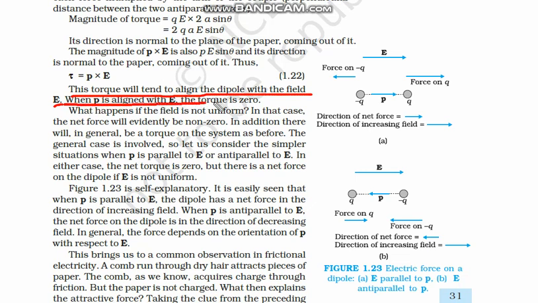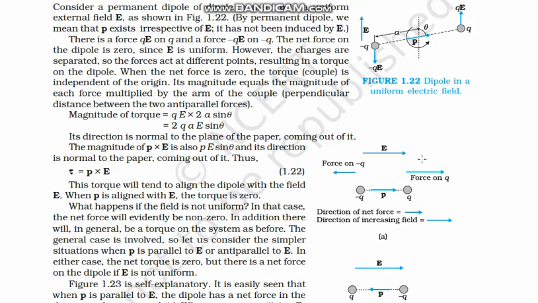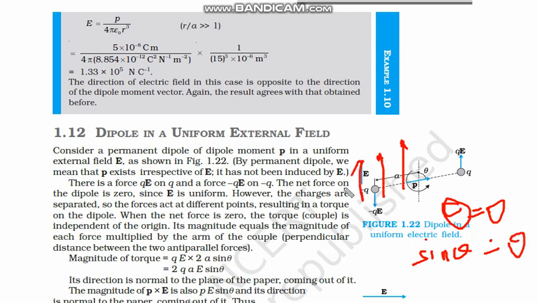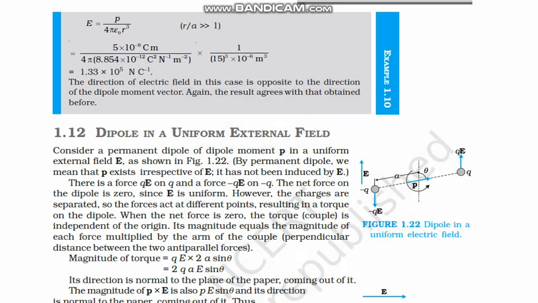When P is aligned with E, the torque is 0. How is the torque 0 when it is aligned? See, when it is aligned, that means the direction of the dipole is aligned with the field. That means there is 0 angle. Theta is 0 and sine 0 is 0. So when the direction of the electric field and the dipole are aligned, it will not rotate, hence the torque will be 0. This torque will try to align it with the external electric field.